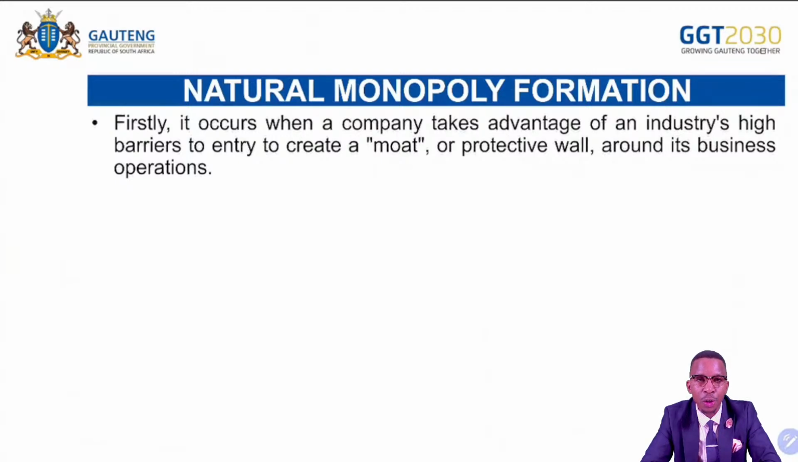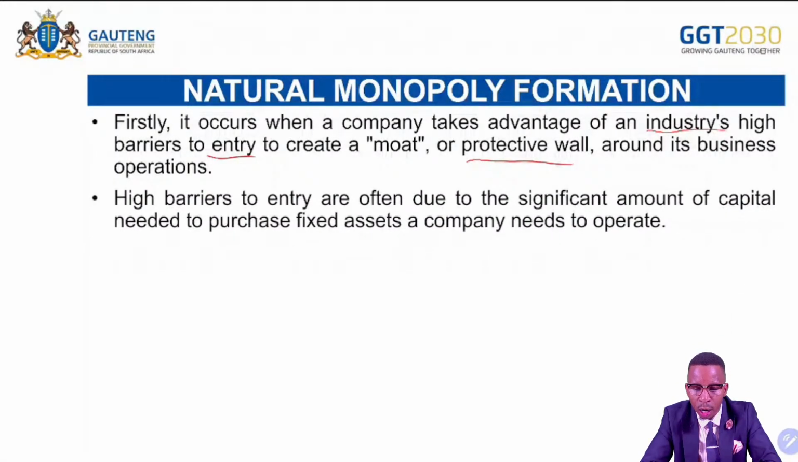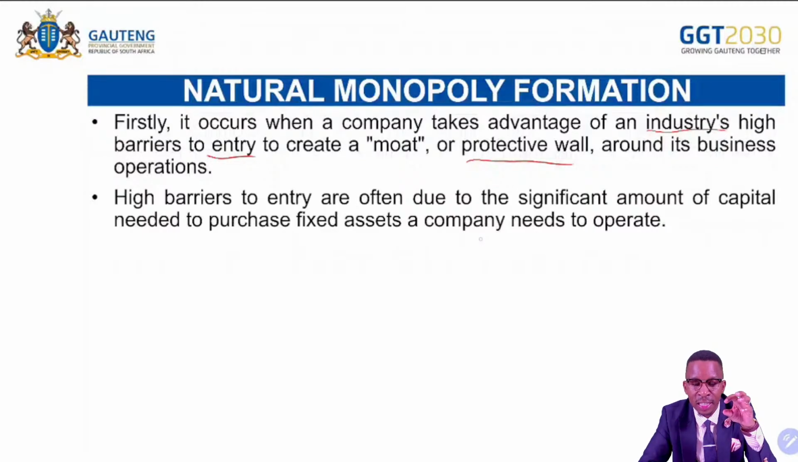And then the formation of natural monopolies. Firstly, it occurs when a company takes advantage of an industry's high barriers to entry to create a moat, or a protective wall, around its operations. High barriers to entry are often due to the significant amount of capital needed to purchase the fixed assets a company needs to operate. So that is barriers to entry. This high capital will be seen as a barrier to entry.